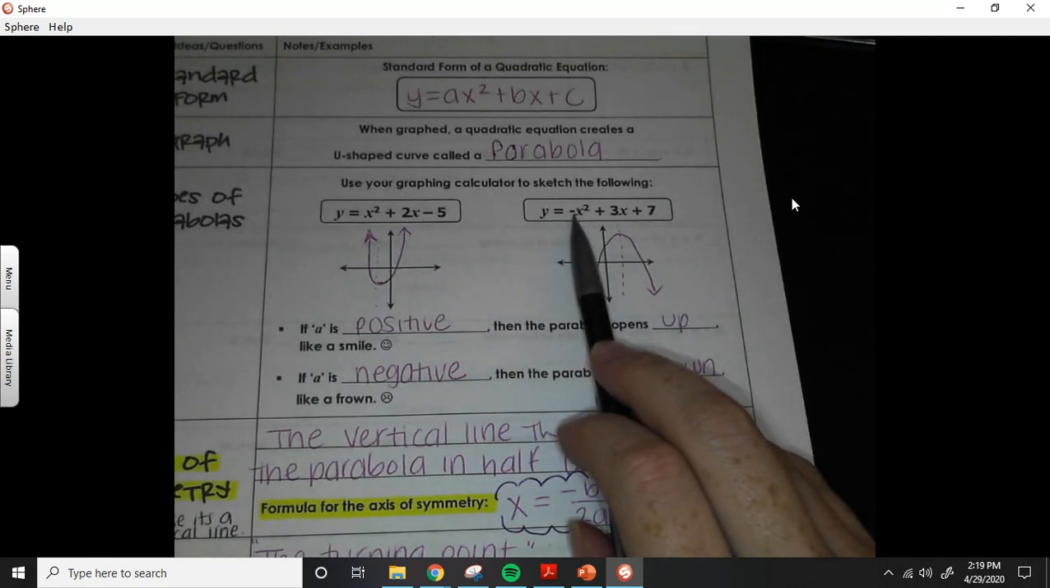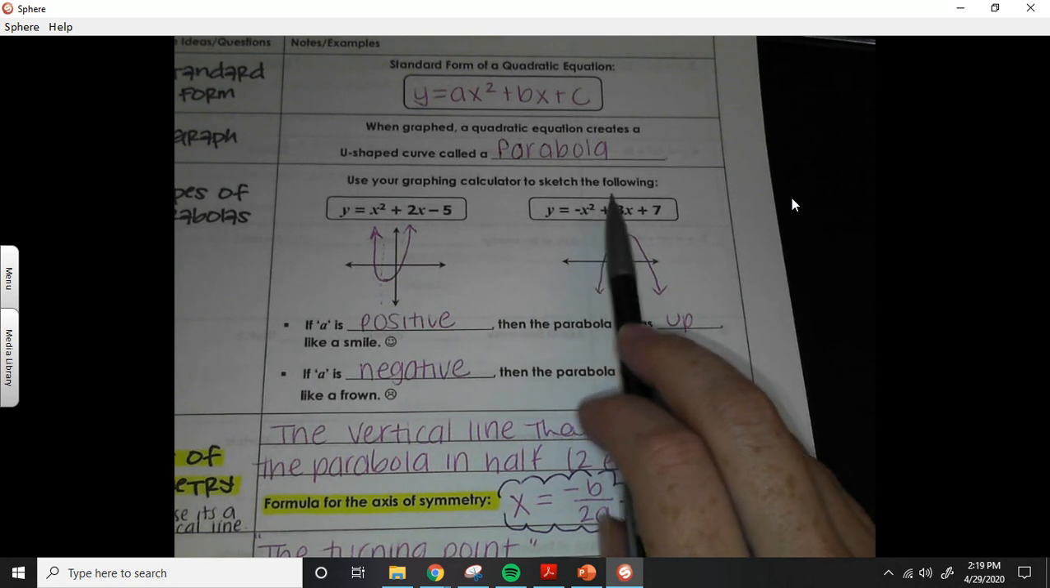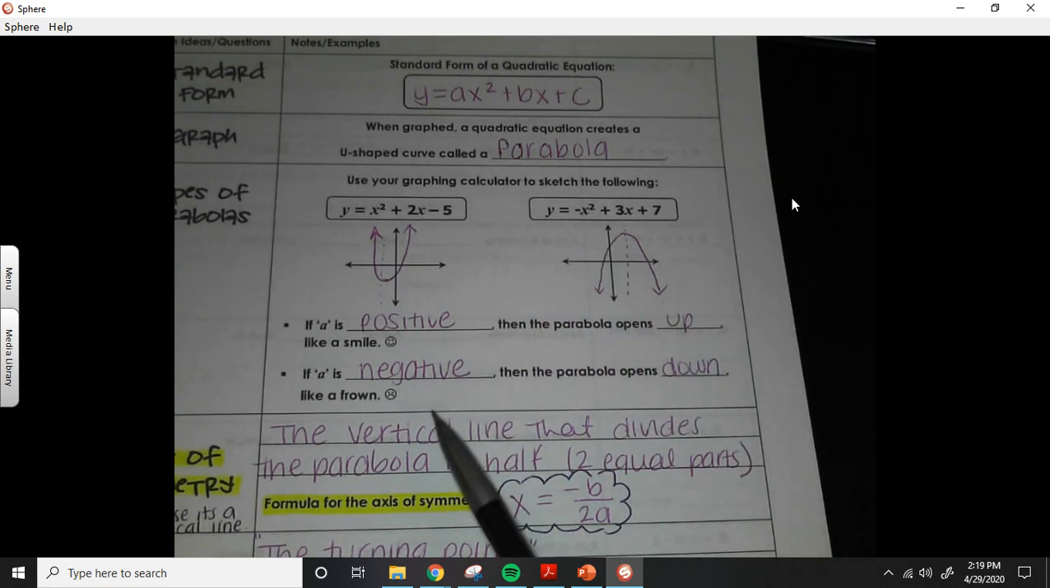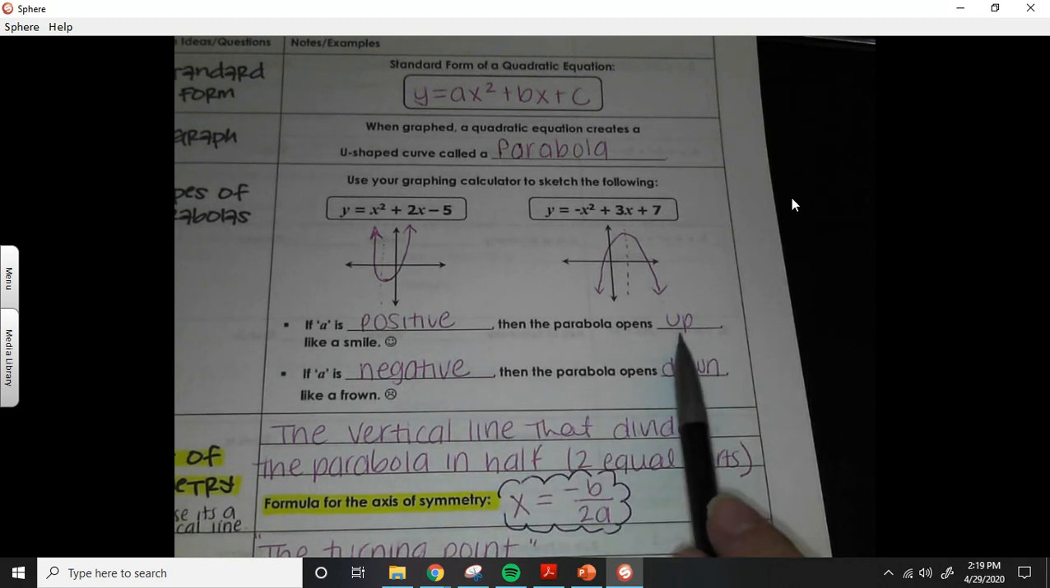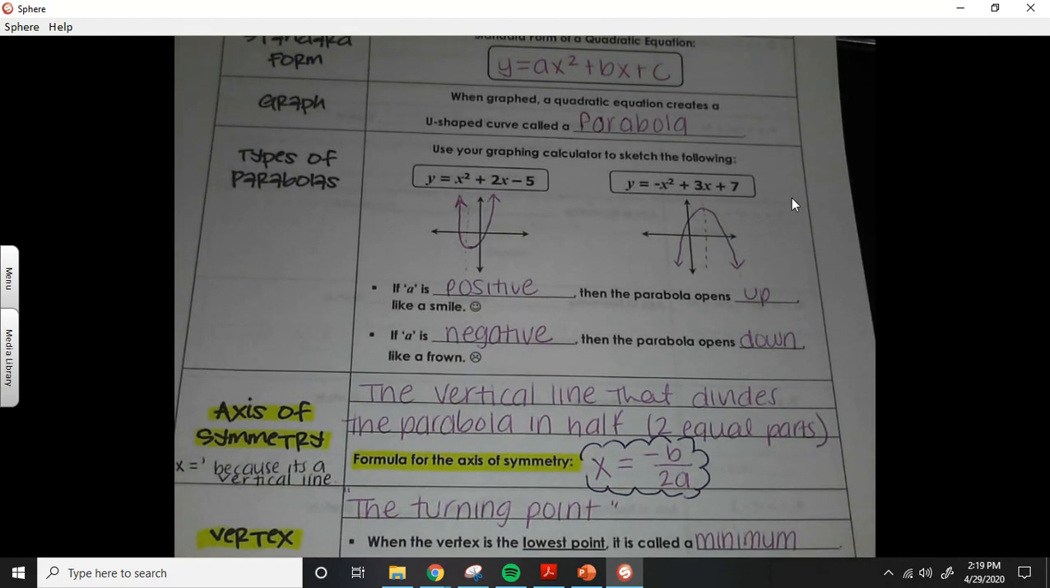And if A, meaning the number or coefficient before the x squared term, is negative, it's going to be opening down like a frown. So it's negative, you're frowning, you're down. You're positive, you're up, you're smiling. So think about it that way. I guess it kind of makes sense.